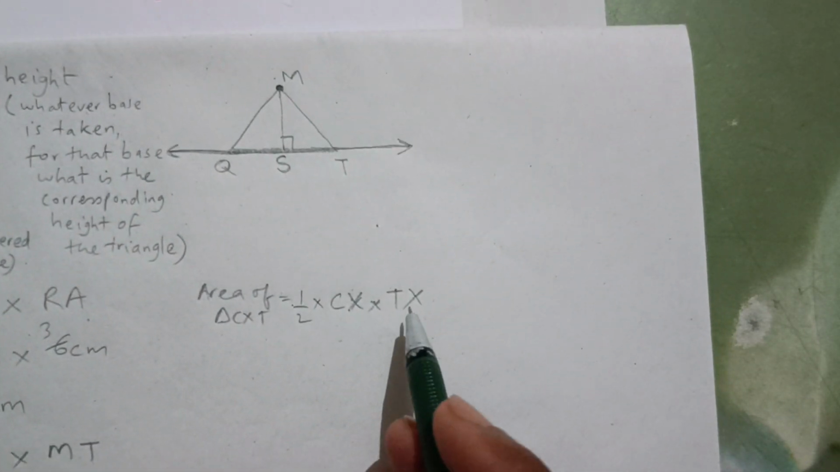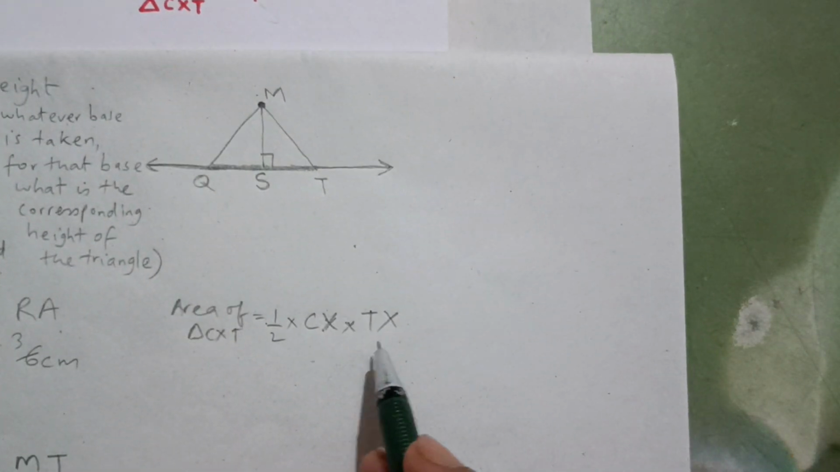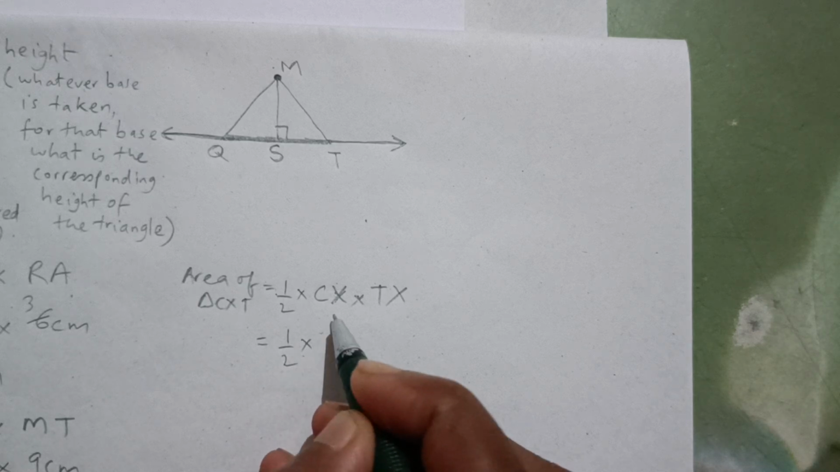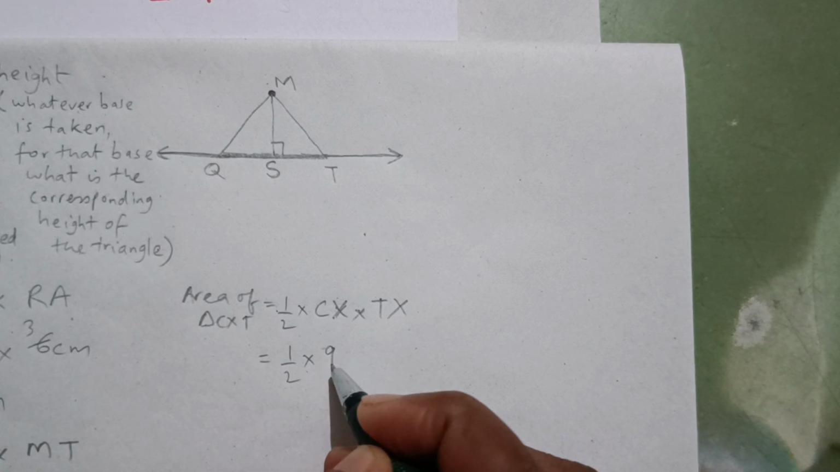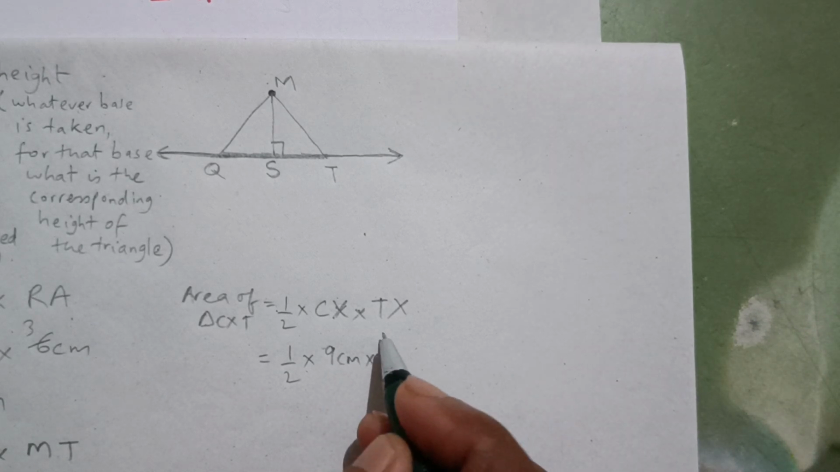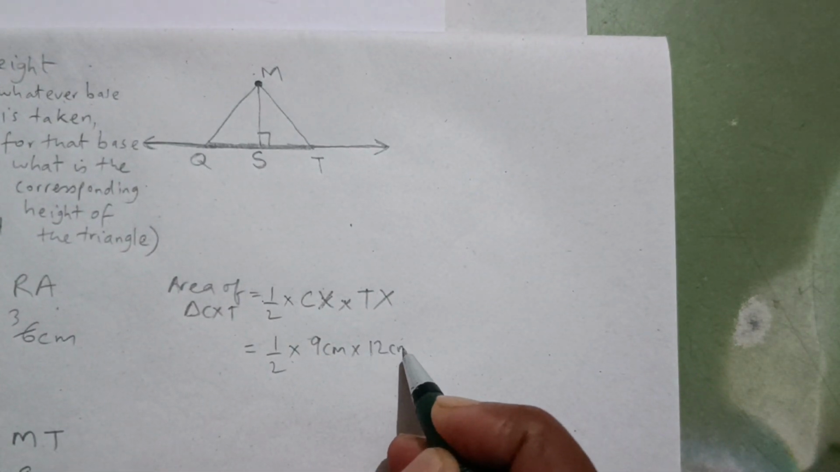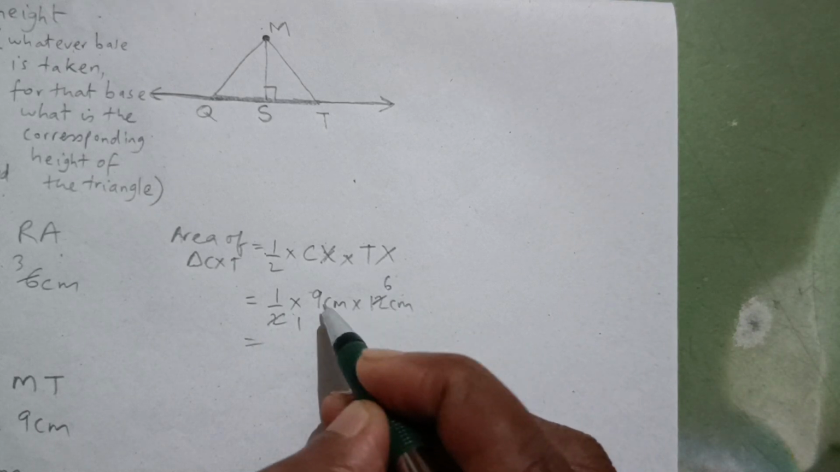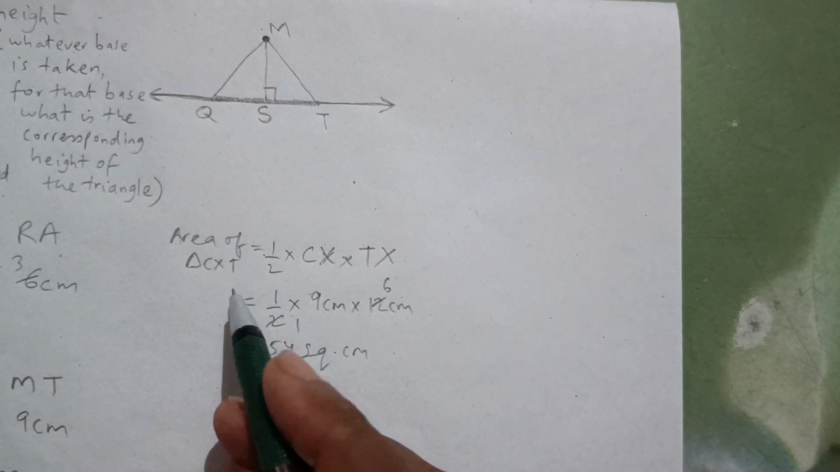Now is the measure of Tx given to us? Yes, Tx is 12 centimeter. So now we can find it. So area of triangle CXT is half into, now Cx is how much? Cx is 9 centimeter. So 9 centimeter into Tx. Tx is how much? Tx is 12 centimeter. So half into 9 centimeter into 12 centimeter. So 2 ones are 2, 2 6 are 12. 9 into 6 is 54. So area of triangle CXT is 54 square centimeter.